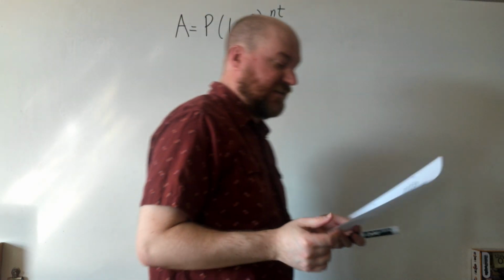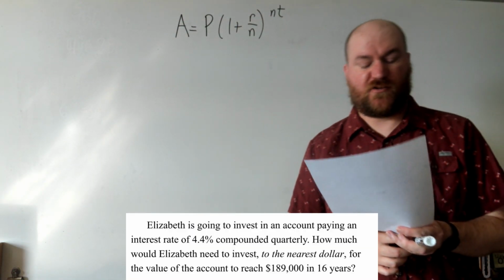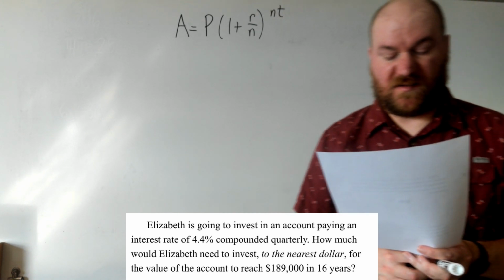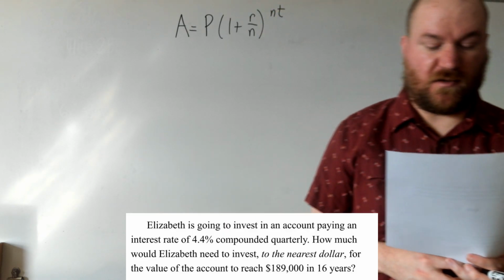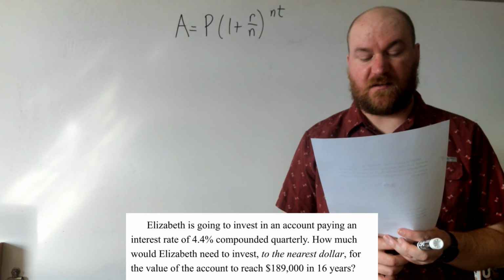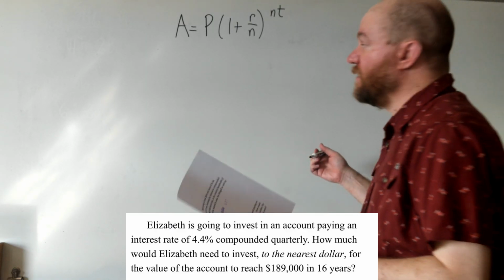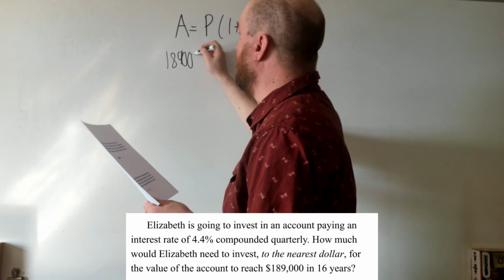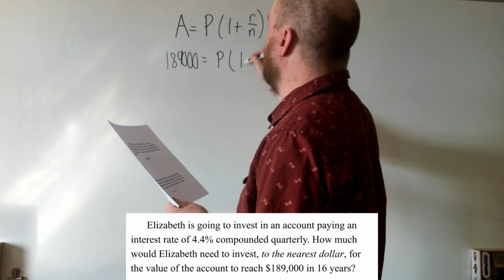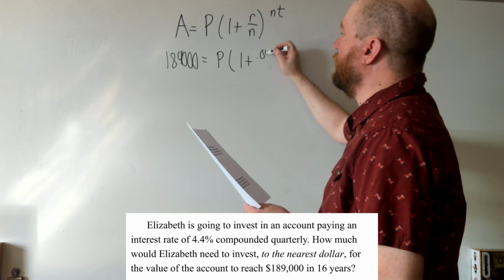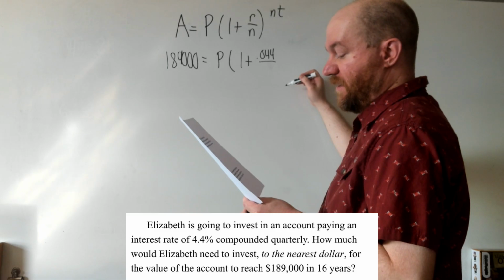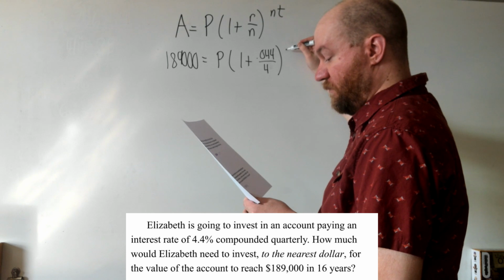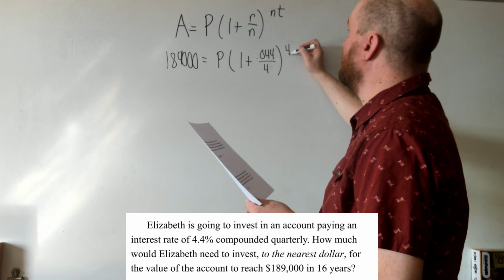All right, this question says, Elizabeth is going to invest in an account paying an interest rate of 4.4% compounded quarterly. How much would Elizabeth need to invest to the nearest dollar for the value of the account to reach $189,000 in 16 years? So our ending value is $189,000. We don't know the starting value, but we do know the rate is 0.044. We know that it's compounding quarterly. That means 4 times a year. And our time is 16 years.